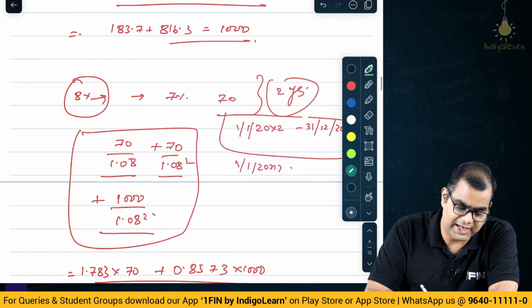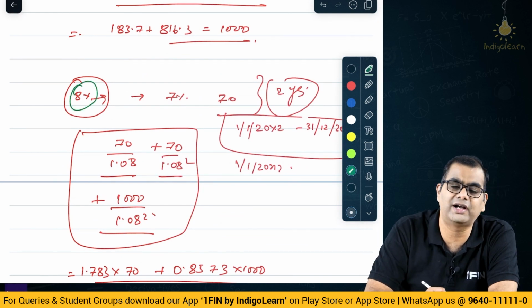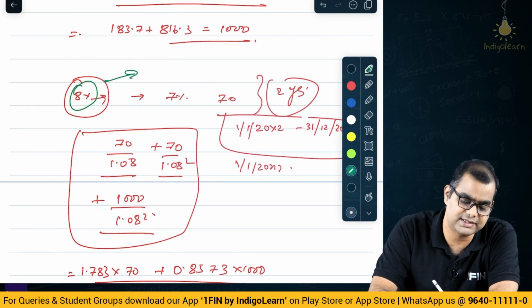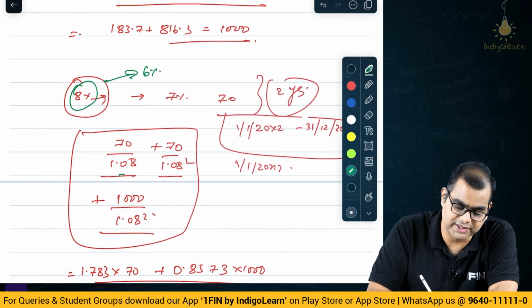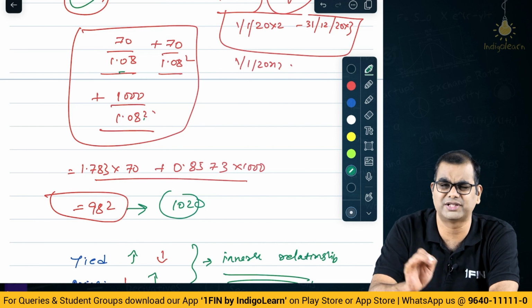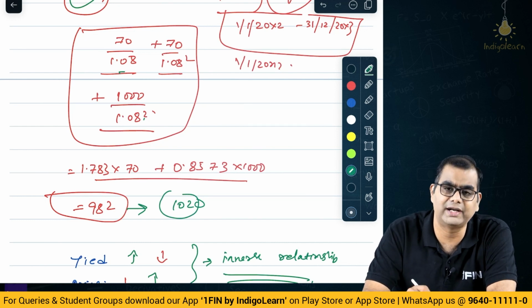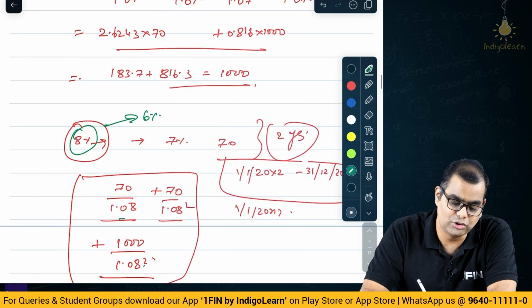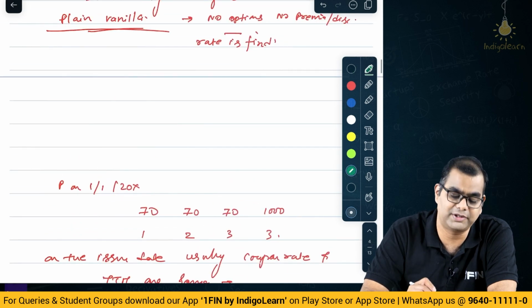So, exactly the opposite happens if the market yield is not 8%, but let us say 6%. You will discount everything by 6. So, this value will be, instead of being 982, some 1020 or something. I am just making an estimate, I do not know what it is. It will be higher than face value. So, this is a very, very important aspect that you should know.